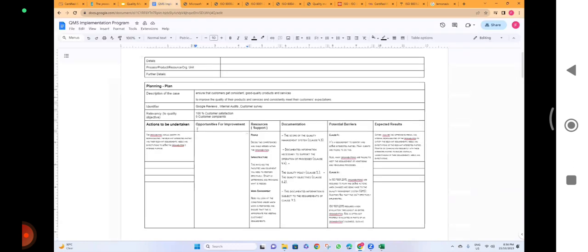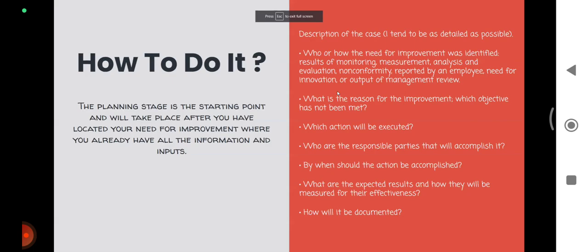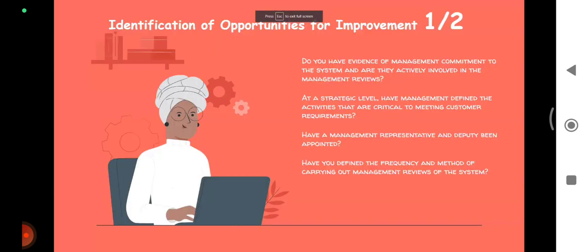Your job as a lead implementer, the majority of it is going to lie on identifying the opportunity for improvement. What can we do, what opportunity do you have to seize in order to complete this action so that you can achieve these expected results? And this is the document that you're going to save to your organization. So after that now, you come over here. So for the opportunity for improvement here, at each step you have to determine, is there evidence that the management is committed to the system and actively involved in management reviews?